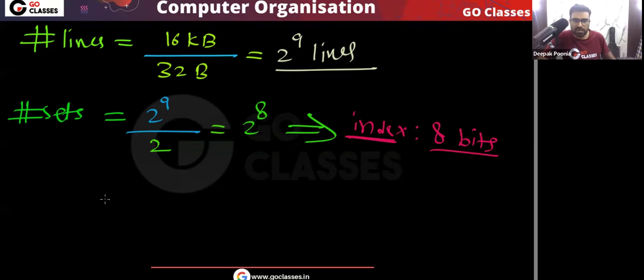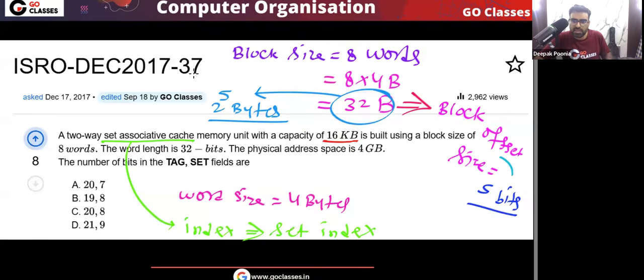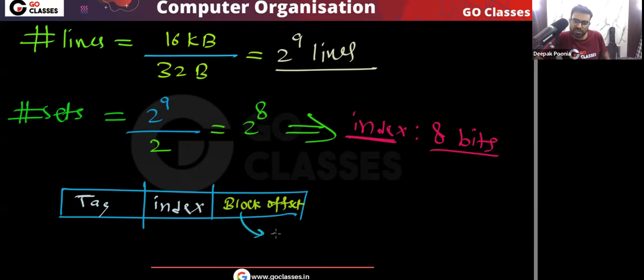Very simple. And we already know that in the set associative cache memory, we can divide the physical address into three parts. These parts are tag, index, and block offset. In the set associative cache, index means set index. Now, how many bits does the block offset need? We have already found that it is 5 bits. So block offset needs 5 bits, and the index, that is set index, needs 8 bits.